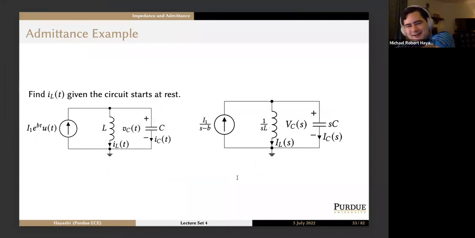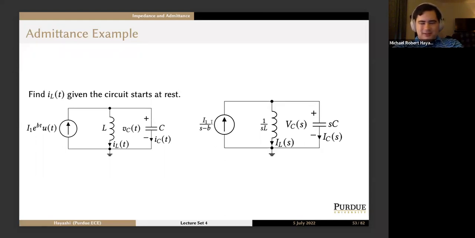Okay, let's move on to our admittance example. So find i_L of t, the current in this inductor with value L, given that this circuit starts at rest. So we'll use an exponential input, I1 e to the bt u of t. And then we've got a capacitor as well with capacitance C.